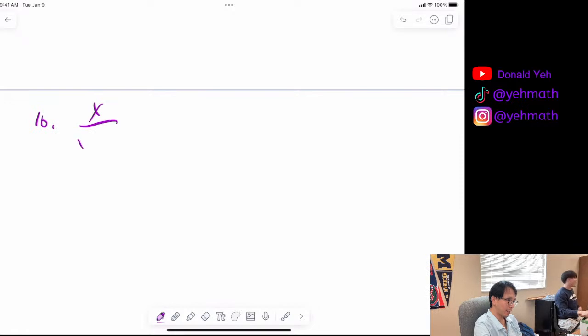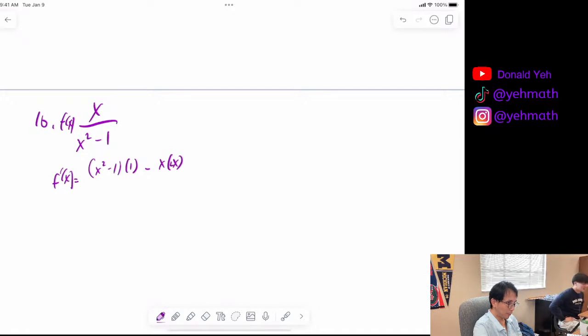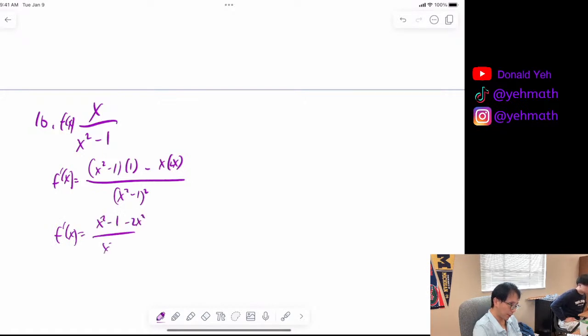Fine. x over x squared minus 1. Is that right? Yes. Did you take the first derivative correctly? Actually, it would have been better to ask 11. Low d high minus high d low over low low. So f prime of x is equal to x squared minus 1 minus 2x squared over x squared minus 1 squared. So it'll be negative x squared minus 1 over x squared minus 1 squared.